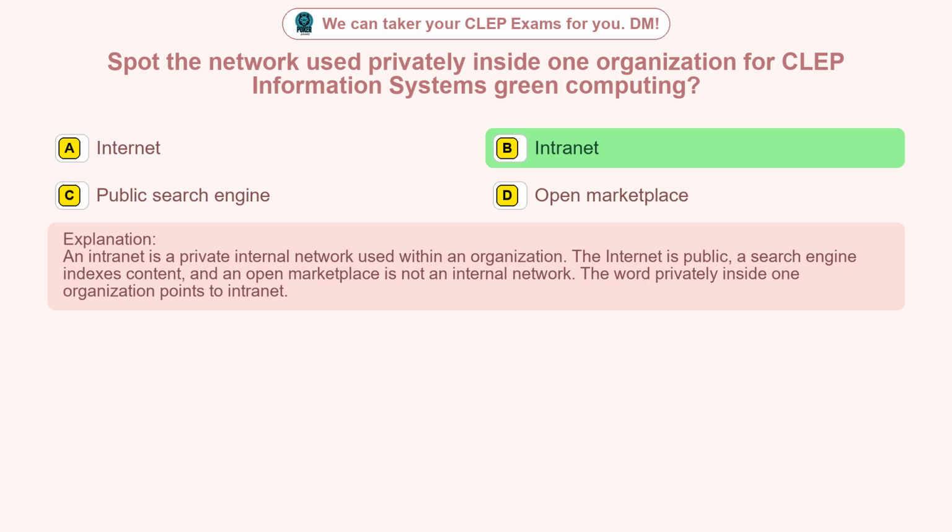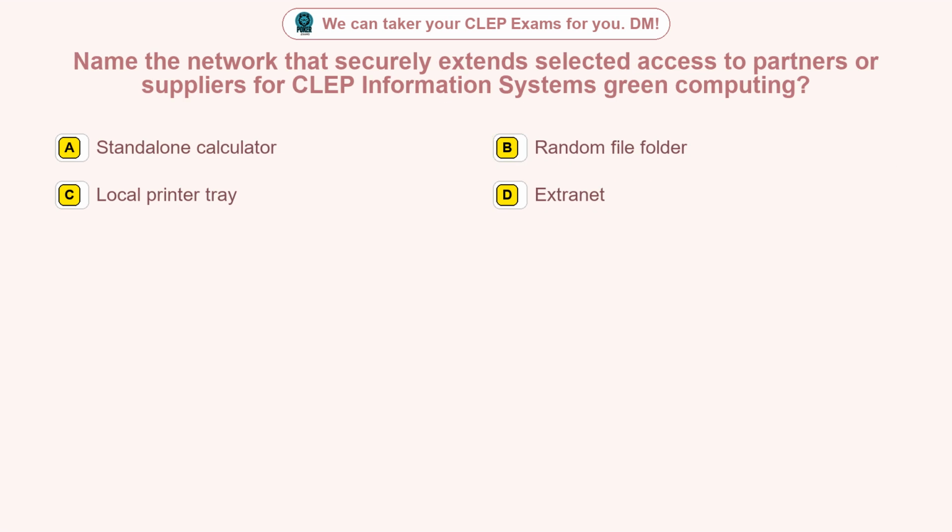The word privately inside one organization points to intranet. Question 25. Name the network that securely extends selected access to partners or suppliers for CLEP Information Systems Green Computing. Option A, standalone calculator. Option B, random file folder. Option C, local printer tray. Option D, extranet. The correct answer is option D, extranet.